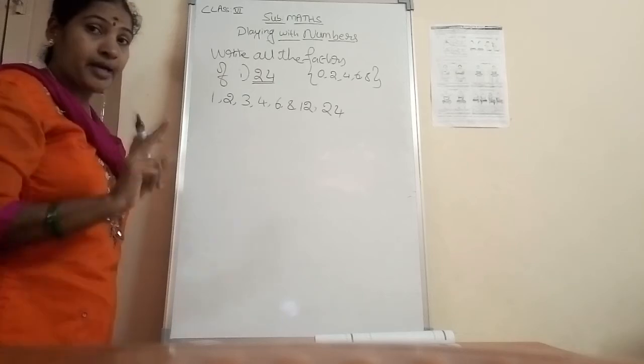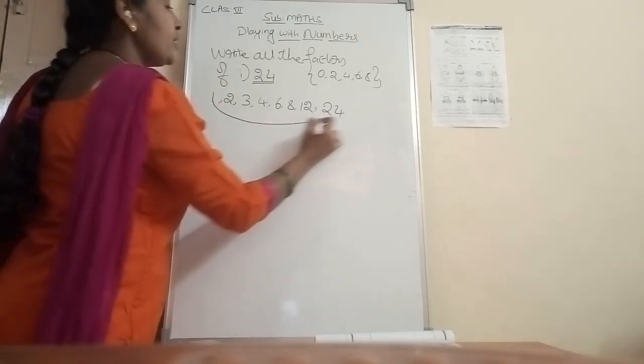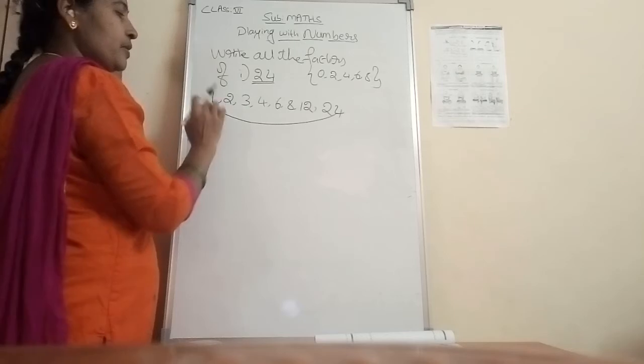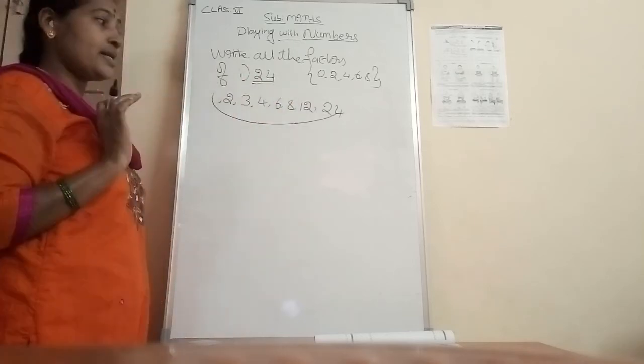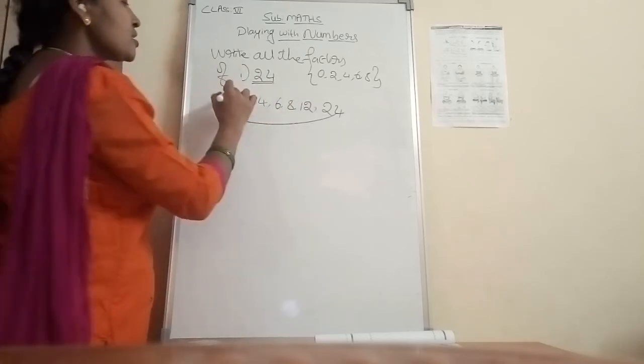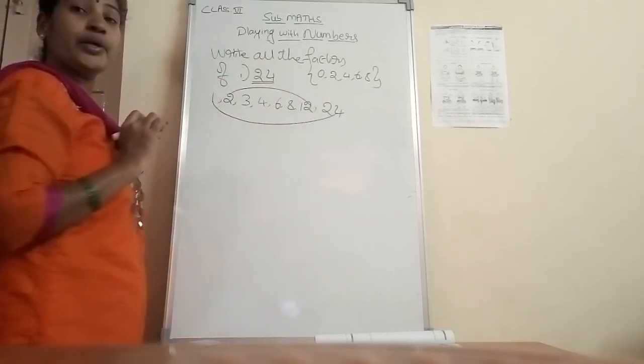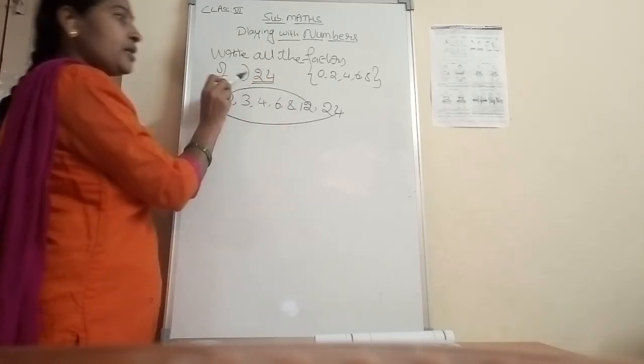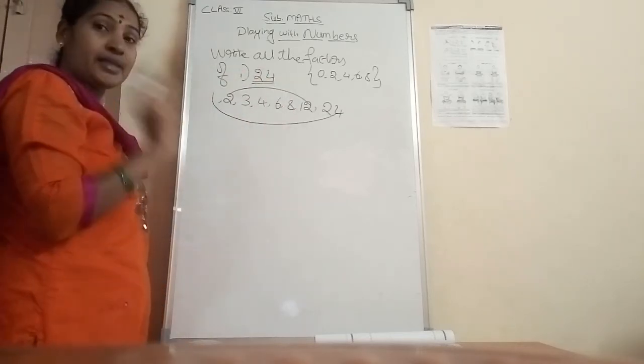Now I will explain the partner method also. See, 1 and 24 are partners. If you multiply the partners, you will get this number. 1 into 24, 24 is the answer. Next, 2 into 12. 12 2s are 24. So when you multiply the partners, you have to get the number.